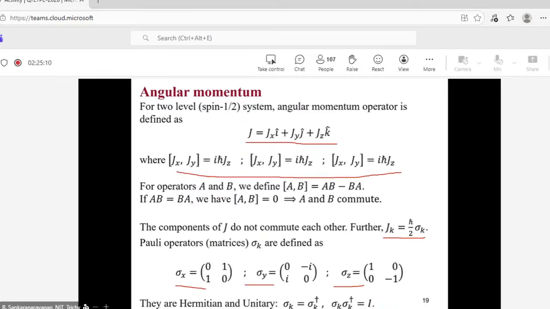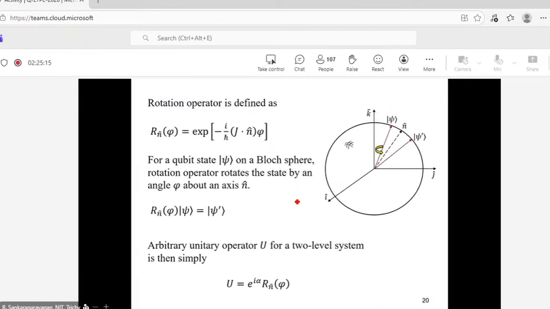So why is this angular momentum important? Here I define what is called the rotation operator. I will explain to you now what it is. This rotation operator is defined as e to the power minus i over h cross, J dot n cap, phi. This operator is called the rotation operator for the following reason.